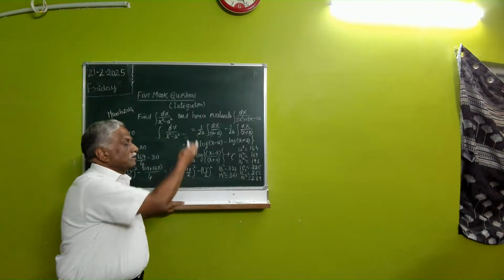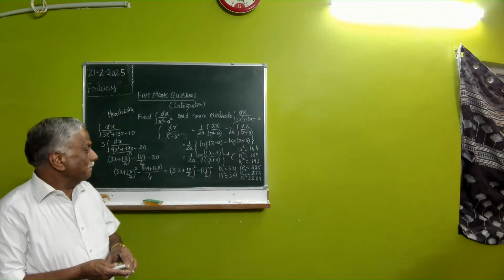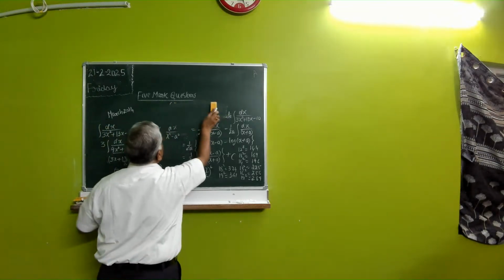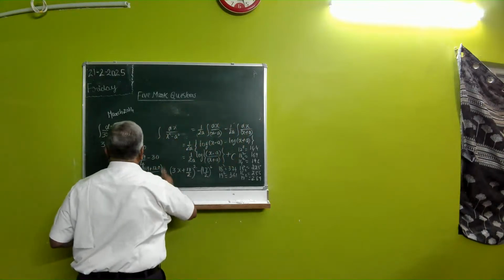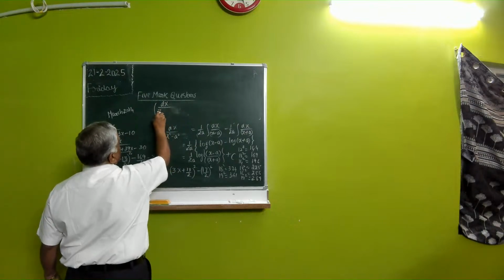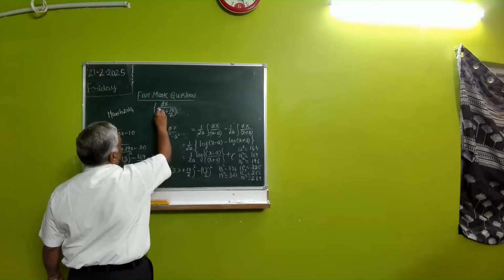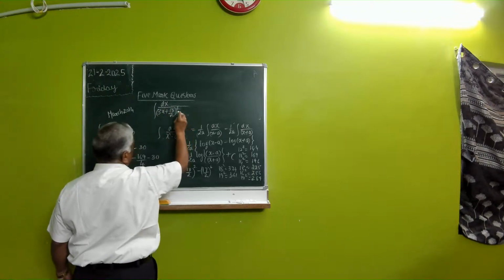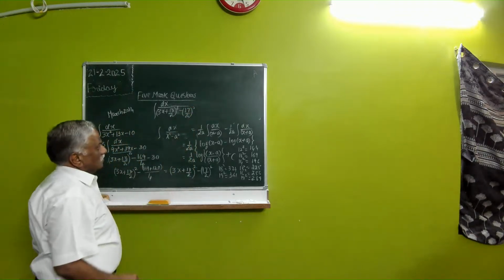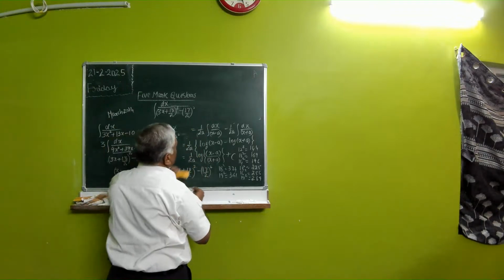Always encourage students to remember this. If you remember these squares, then it is going to be easy. Now, what is the problem now? You have to integrate dx over (3x plus 13 by 2) whole square minus (17 by 2) whole square. So you have this. What is the answer for this?